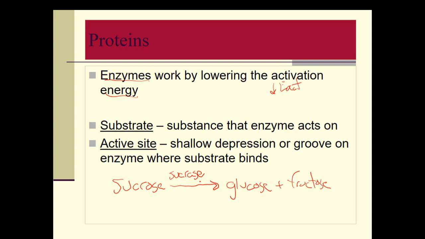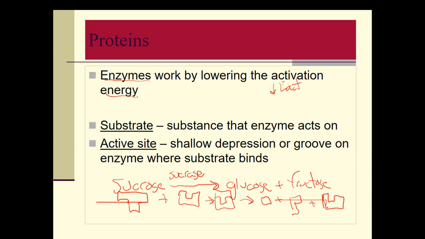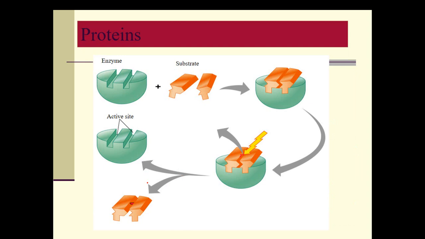So if we take a look at this, here is my sucrose molecule. I mean, it really doesn't look like this. And here is my sucrase. And so these guys are going to meet by random collision. They're going to form this temporary enzyme substrate complex before releasing the products. There's glucose. And we'll say this is fructose. And the enzyme is left unchanged. So one enzyme can catalyze the same reaction over and over and over again. Okay? And that's what this is showing.